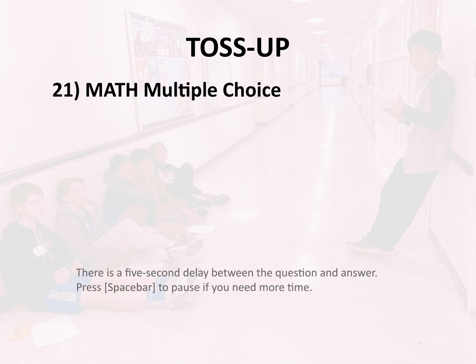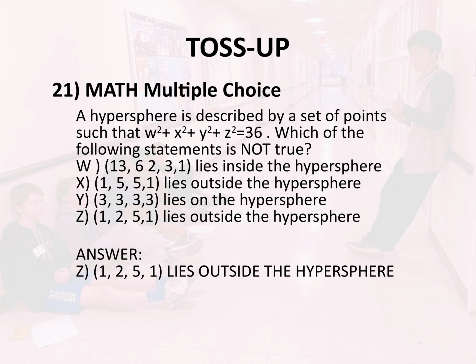Toss-up 21. Math. Multiple choice. A hypersphere is described by a set of points such that w squared plus x squared plus y squared plus z squared equals 36. Which of the following statements is not true? W, (3, 6, 2, 3, 1) lies inside the hypersphere. X, (1, 5, 5, 1) lies outside the hypersphere. Y, (3, 3, 3, 3) lies on the hypersphere. Z, (1, 2, 5, 1) lies outside the hypersphere. Answer: Z, (1, 2, 5, 1) lies outside the hypersphere.